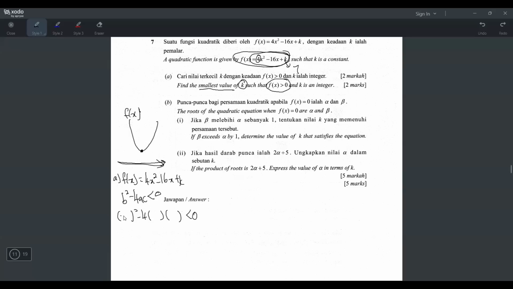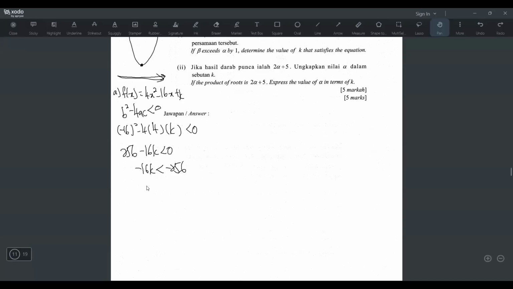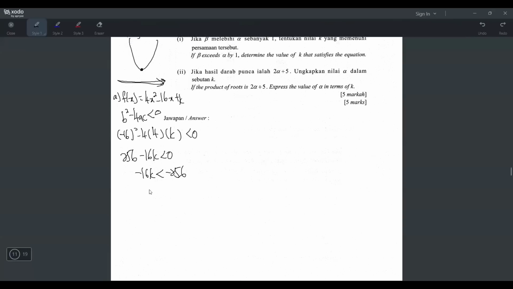Okay, so b is negative 16, a is 4, c is k. 16 squared is 256, minus 4 times 4 times k, that is 16k, smaller than 0. Negative 16k; 256 moves over there and becomes negative 256, still smaller. Now I want to find k, so I divide by negative 16. It will be negative 256 divided by negative 16, and if you press this in your calculator, you get positive 16. But you remember when you divide by a negative number, the symbol has to flip. So the smaller suddenly becomes bigger.